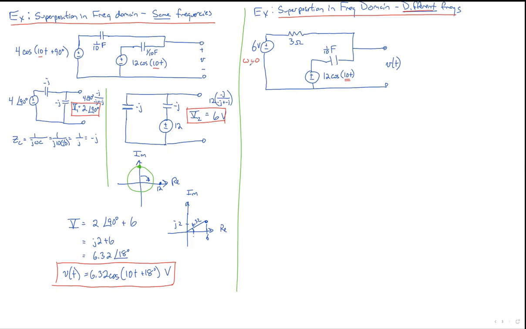When you use omega equals 0, you can write it in the frequency domain. There's nothing wrong with that. That would give us our 6-volt source. And now our Z sub C, which is 1 over j omega C, our omega here is 0. So 1 over 0 is going to give us an infinite impedance. So it's just going to be an open.